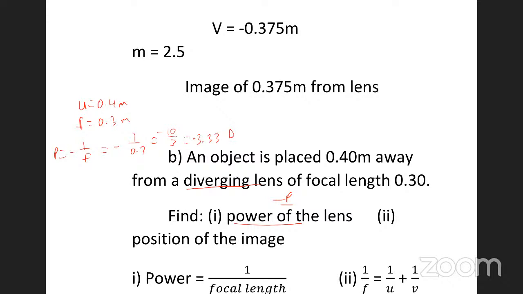So we know that 1 on F is equal to 1 on U plus 1 on V. Remember, 1 on F is minus 10 on 3, right? We just found that out. 1 on F is minus 10 on 3, and U is 1 over 0.4. So you want to make V the subject. So 1 on V is equal to minus 10 on 3 minus 1 over 0.4. Work it out and you can flip the answer one time. You should get something negative because it's a divergent lens, right?